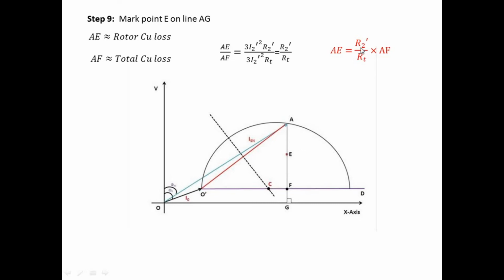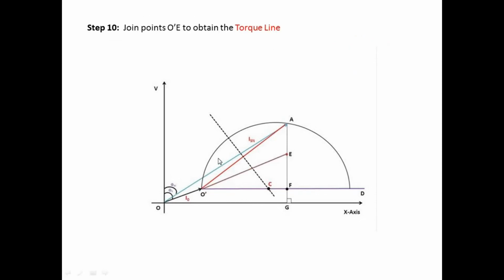R2 dash and RT can be obtained from the block rotor test. And now we can join O dash E in order to get the torque line.